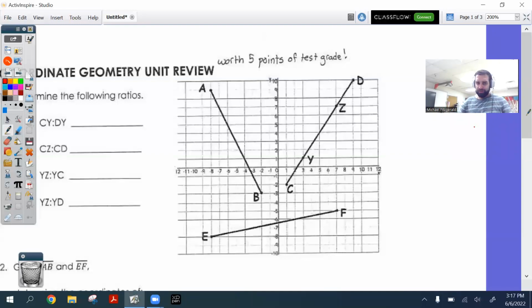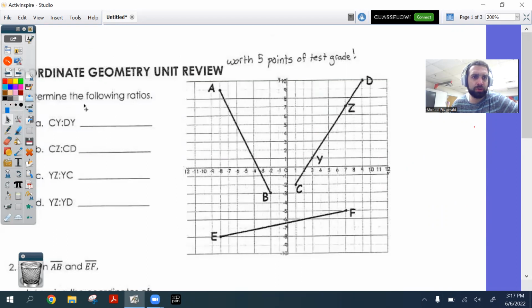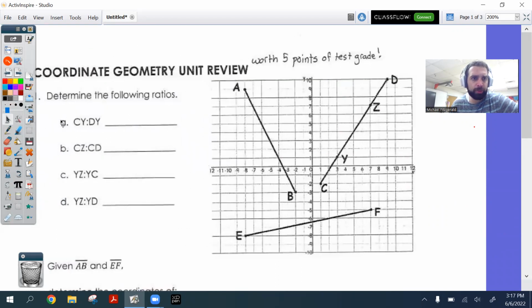All right, so let's talk about this review. Let's move this so I can see it a little bit. Determine the following ratios, CY to DY. The first thing I want to do is always make sure I have all these points highlighted, even the ones that aren't really marked.